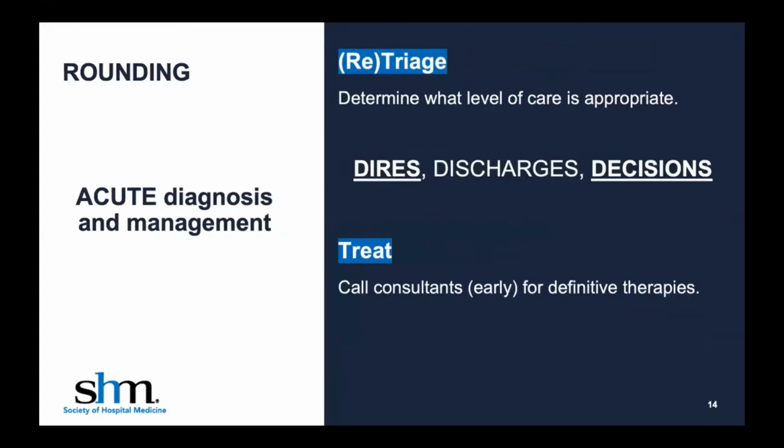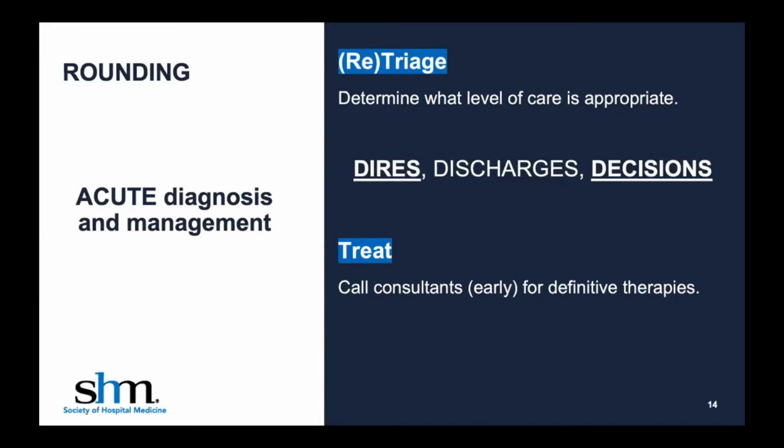Now let's pivot to rounding. Again, circling back to acute diagnosis and management, your job is to really triage patients every day and determine what level of care continues to be appropriate. Maybe they don't need that ICU or that ICU step-down bed anymore. Maybe they are now floor appropriate because they've gotten better. Or maybe they are getting a little bit worse and they need a little bit more nursing care or monitoring.